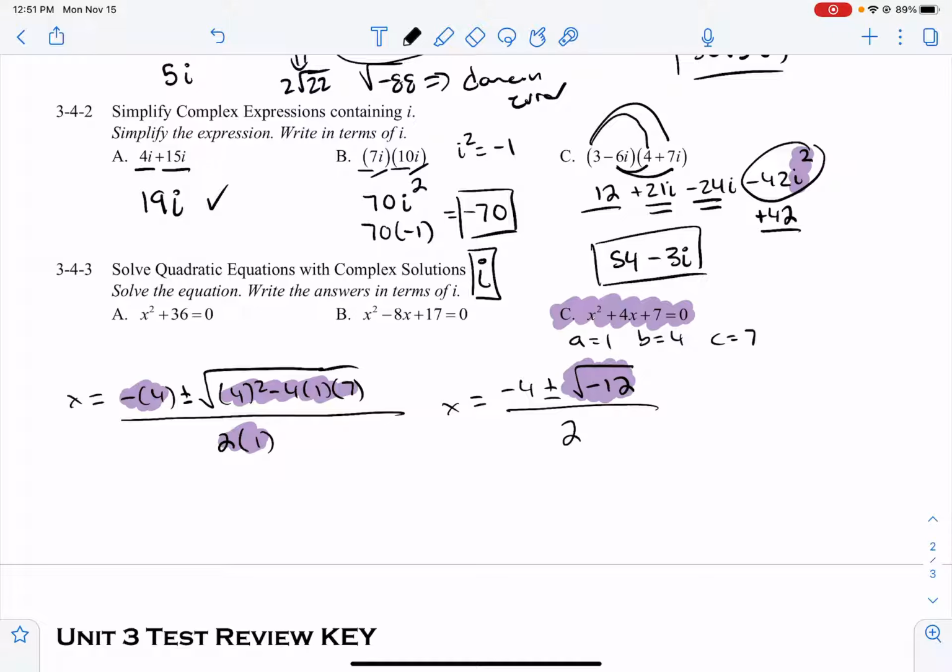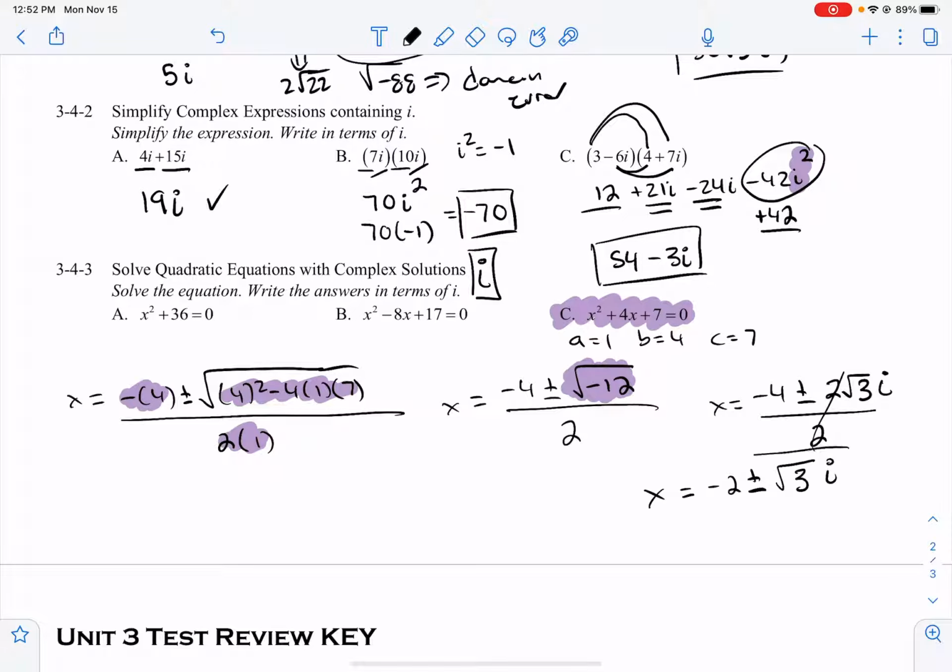And I'm going to get back, well, let's rewrite this part first. Negative 4 plus or minus. When I plug a square root of 12, I'm going to get 2 root 3. But it's a negative 12, so don't forget to add the i. And then everything's divided by 2, which means negative 4 divided by 2 is negative 2, plus or minus 2 divided by 2 is 1. So those actually just cancel out, and I get square root 3 times i.